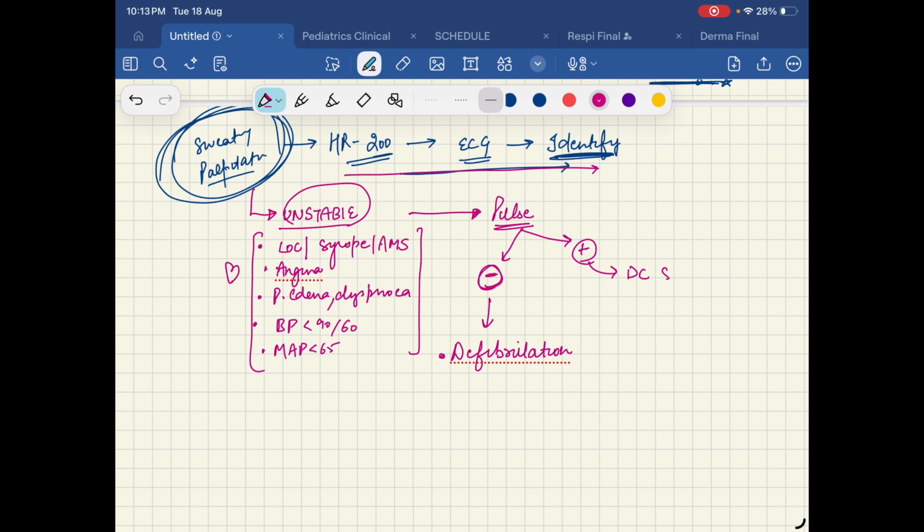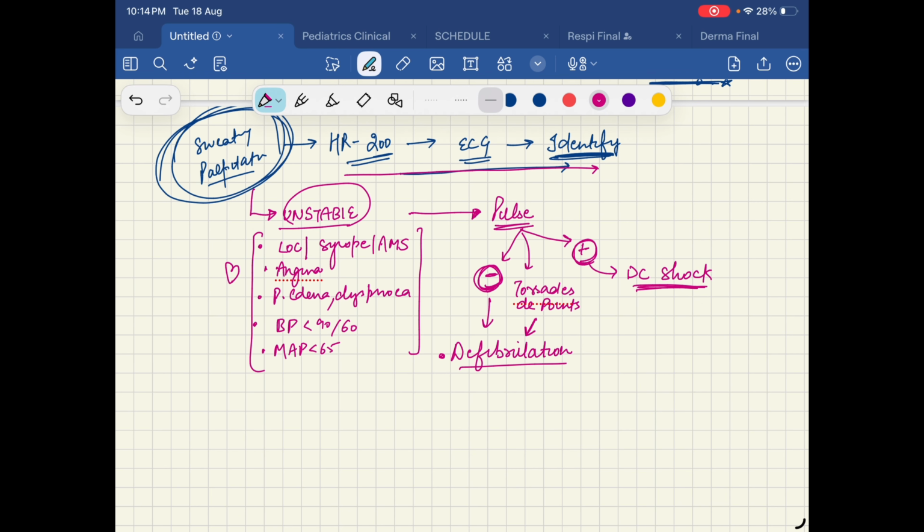But there is a special case scenario. If your patient has a pulse or does not have a pulse, but on ECG there is torsades de pointes, you have to go for defibrillation. You cannot think about DC shock, right? That is not going to help. Now after this, you have a patient who is stable. Stable means he's not having all these symptoms.